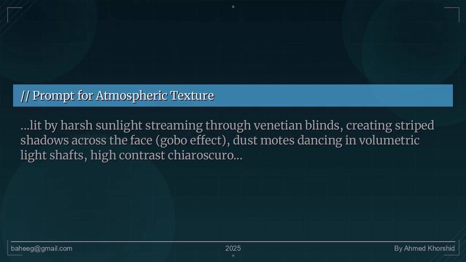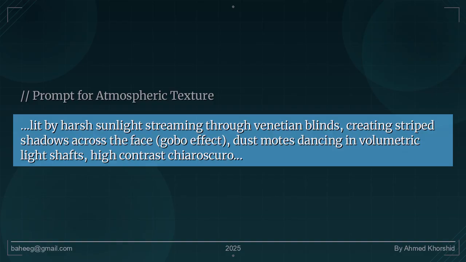Prompt for atmospheric texture: lit by harsh sunlight streaming through Venetian blinds, creating striped shadows across the face, gobo effect, dust motes dancing in volumetric light shafts, high contrast chiaroscuro.